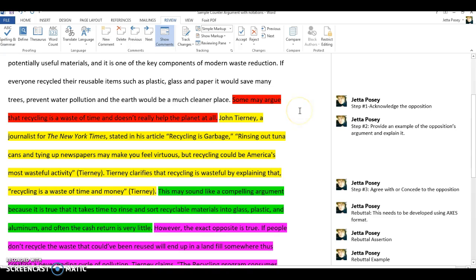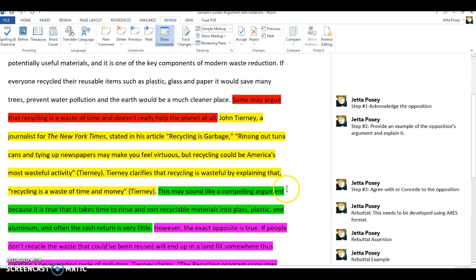Step 3 to writing an effective counterargument is to agree with or concede to the opposition. Now, when you're in the middle of an argument with somebody, the easiest way to make them stop and listen to you is to say, hey, you're right, you have a point. That makes them stop arguing and listen. And it's the same thing in writing.